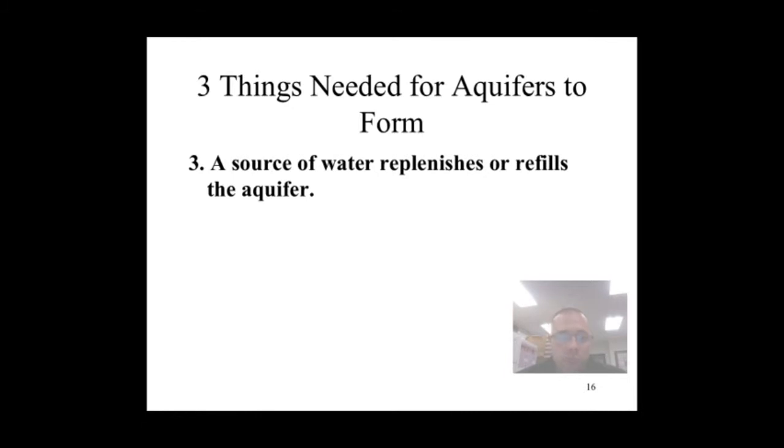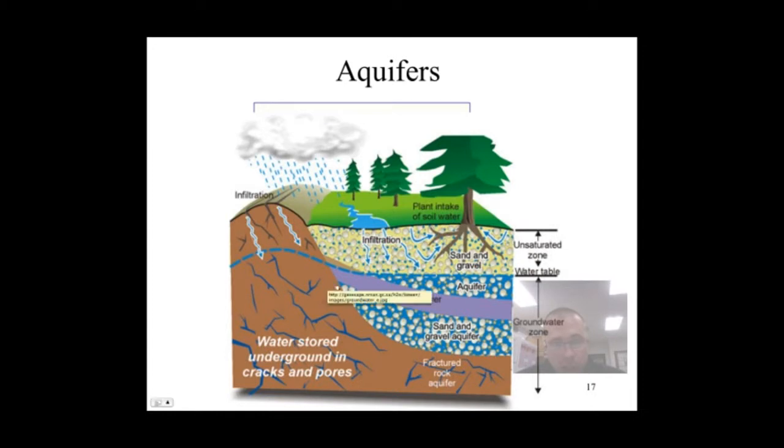And lastly, a source of water to refill the aquifer. Otherwise, it's just going to get depleted if we're using it. In this case, the top surface here is all permeable. So when it rains, or the stream perhaps, it can all infiltrate down to our aquifer and recharge it. So see here the word aquifer. All this is an aquifer.